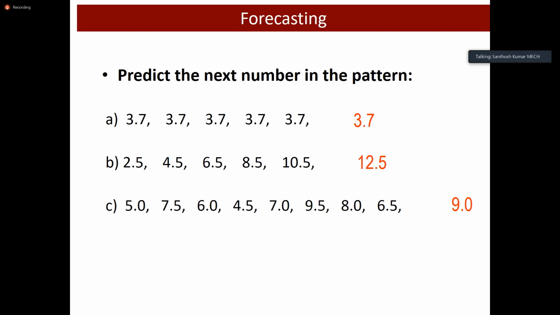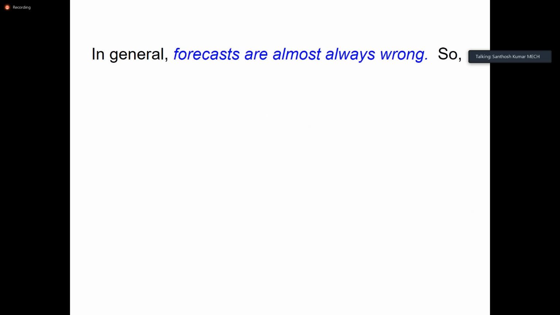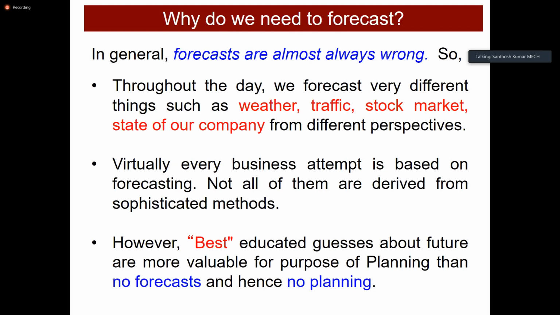What is the definition of forecasting? In general, forecasts are almost always wrong. But throughout the day we forecast very different things such as weather, traffic, stock market, and the state of our company from different perspectives, right? Virtually every business attempt is based on forecasting. Not all of them are derived from sophisticated methods. However, best educated guesses about the future are more valuable for the purpose of planning than no forecast, and hence no planning.